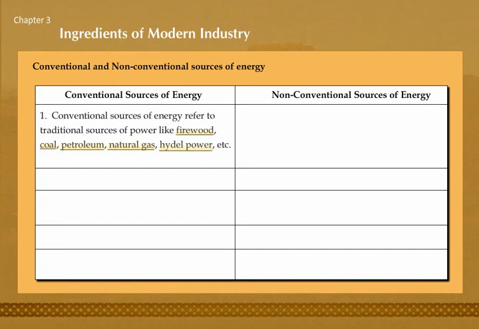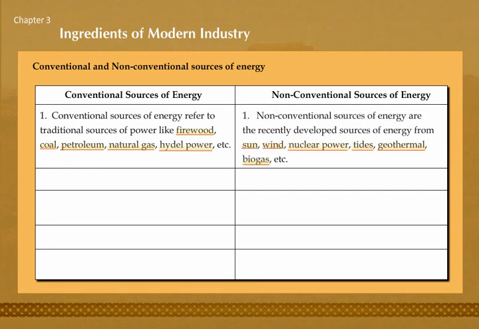Conventional sources of energy refer to traditional sources of power like firewood, coal, petroleum, natural gas, hydro power, etc. Non-conventional sources of energy are the recently developed sources of energy from sun, wind, nuclear power, tides, geothermal, biogas, etc. These sources are non-renewable. These sources are renewable.